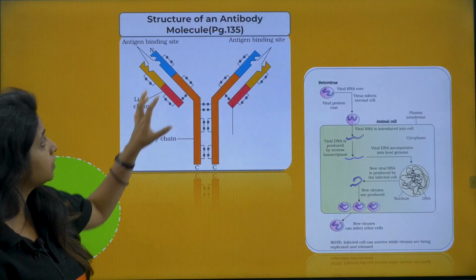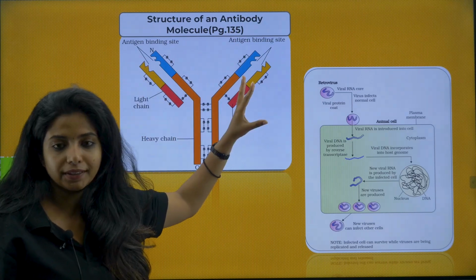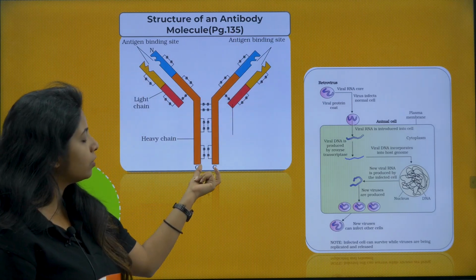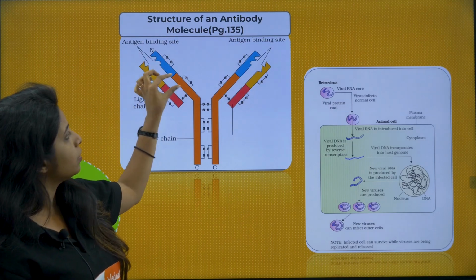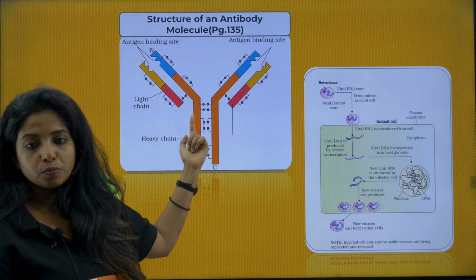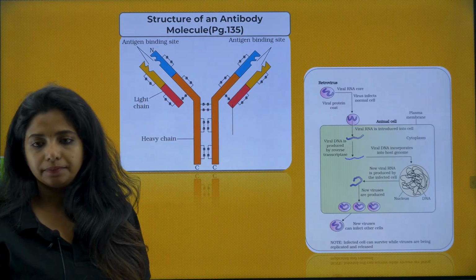Now, human health and diseases, structure of an antibody, most important diagram, every time it comes. The two heavy chains, two light chains, variable region, constant region, variable region, constant region. The disulfide bonds between them, and the antigen binding site.